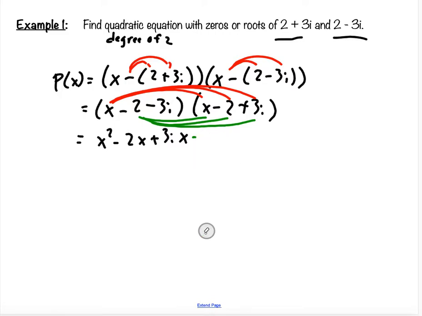Minus 2x. And a minus 2 times a minus 2 is a plus 4. A minus 2 times a plus 3i is a minus 6i. And then our last one here, we take a negative 3i and distribute that through. So negative 3i times x is a minus 3ix. Negative 3i times a minus 2 is a plus 6i. And a negative 3i times a plus 3i is a minus 9i squared.